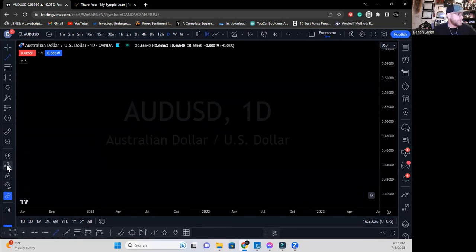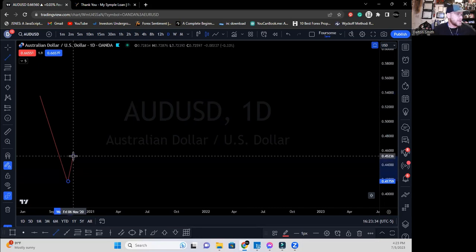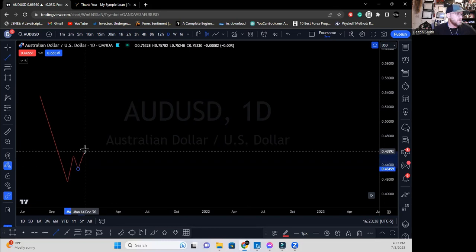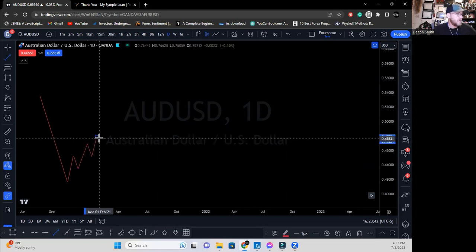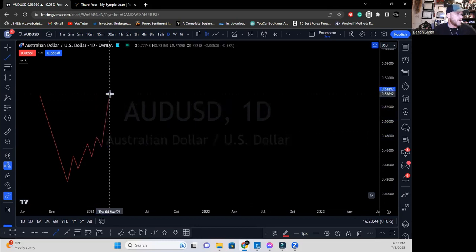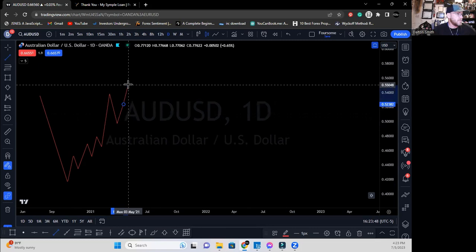Let's look here. Here we go. Here's structure. The market comes down and we have a low. And then the market starts to move like this. We got a higher high, higher low, higher high, higher low, higher high, higher low, higher high, higher low. All right. Oop, that's not a higher high. Let's do that. Okay.